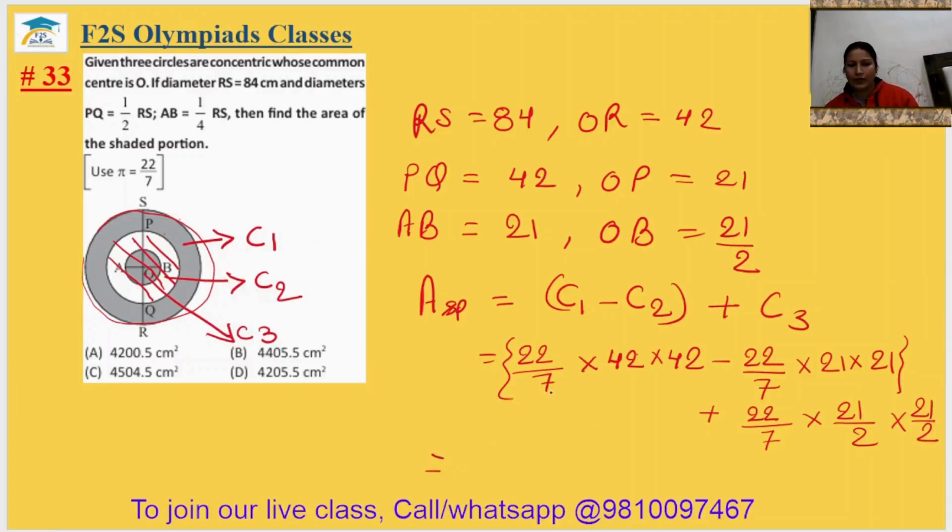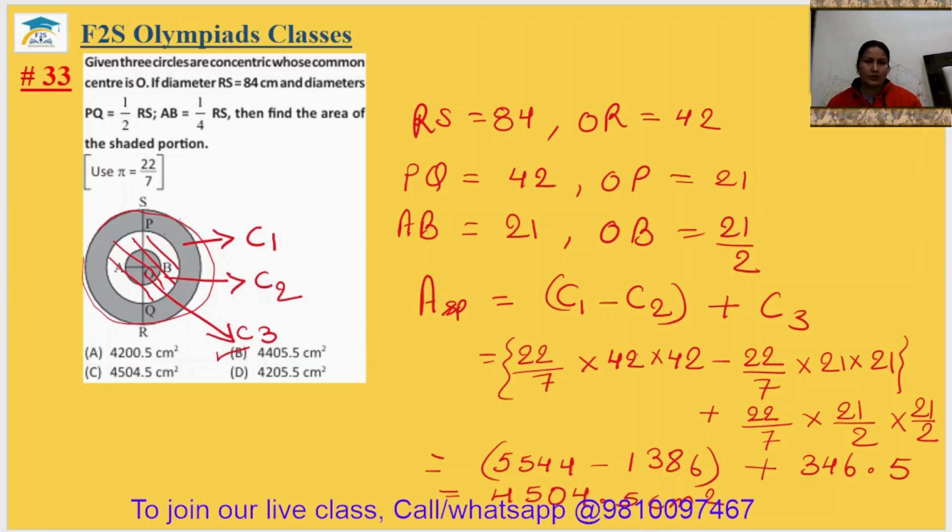If you simplify it, you will get 5544 minus 1386 plus 346.5. After simplifying, you will get 4504.5 centimeter square. It is in option number, sorry, B, not, it should be C. Option C. 33rd answer is option C.